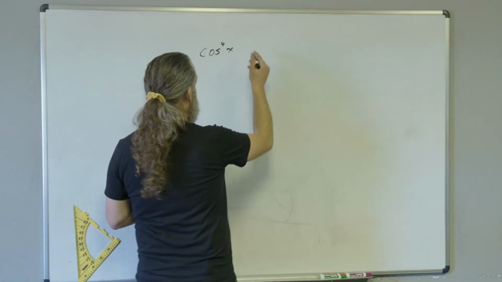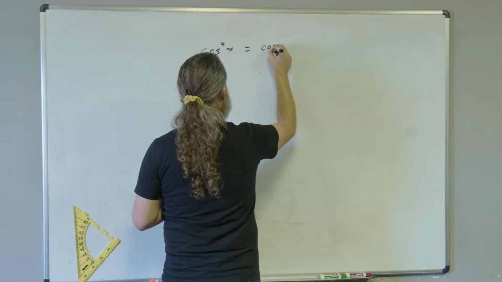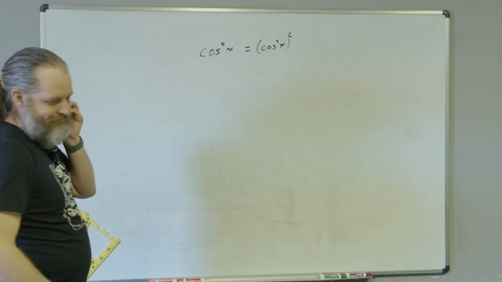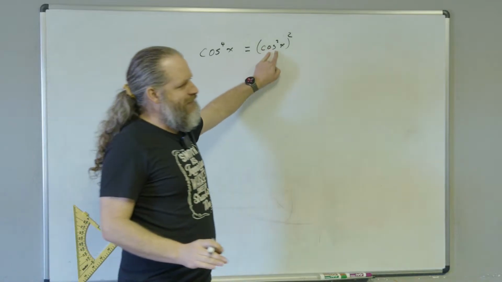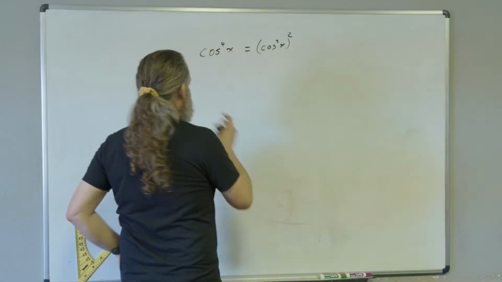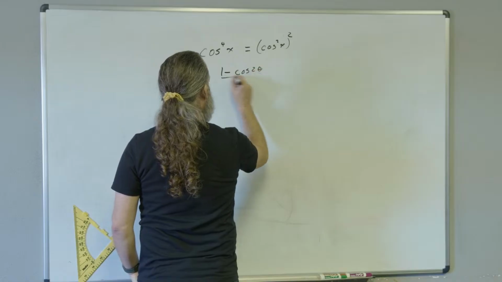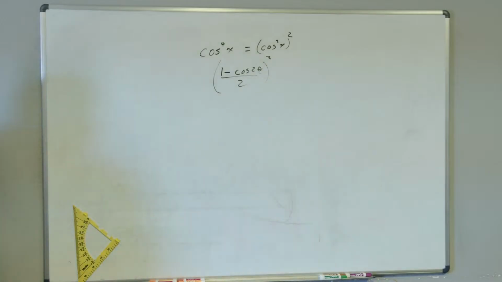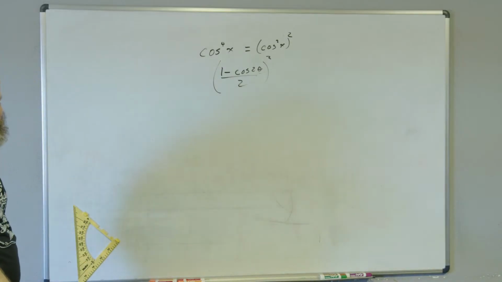Cosine to the 4th x equals cosine squared x, squared, right? So we can take this and use the identity. So this would be 1 minus cosine 2 theta over 2, squared. That's fine. Why not? Theta, x, who cares?